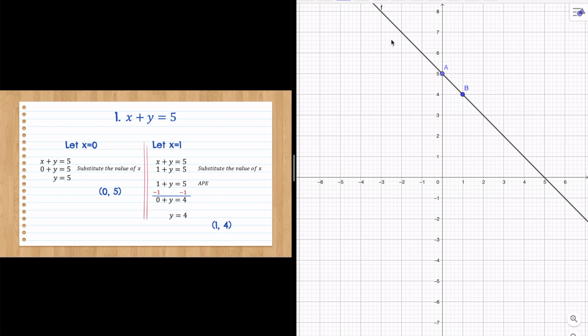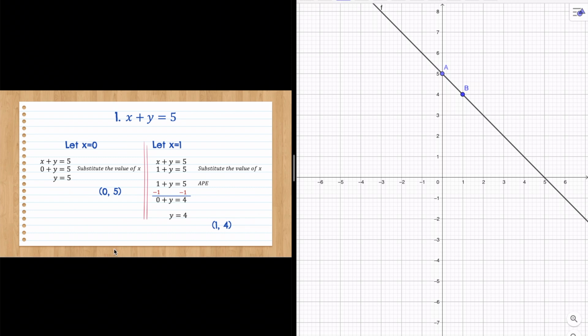Ayan. And then, you have your line already. Take note, there should be arrowheads. May arrowhead dito, tapos may arrowhead dito. Bakit? Kasi, yung line natin, it extends infinitely on both directions.